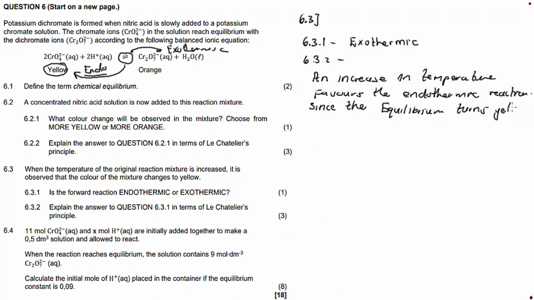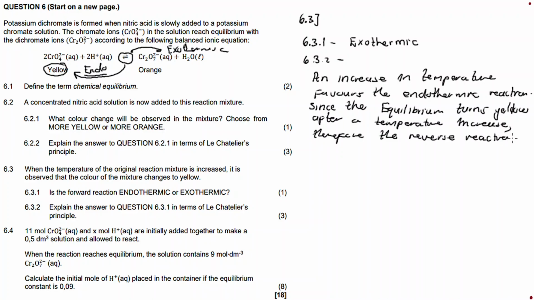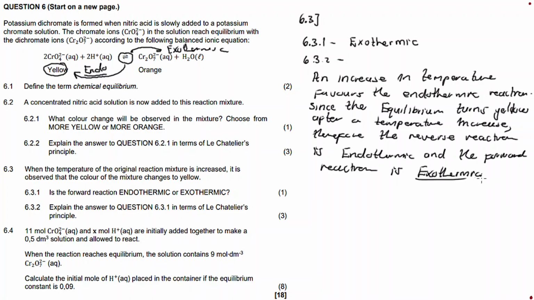turns yellow after a temperature increase, therefore the reverse reaction is endothermic, and thus the forward reaction is exothermic. Okay, so I'm sure that you can write something better than this, right?